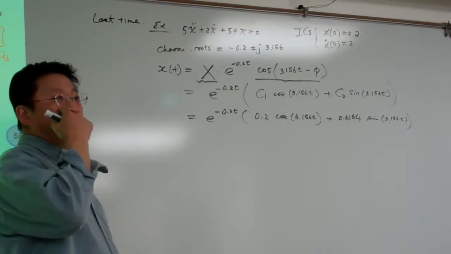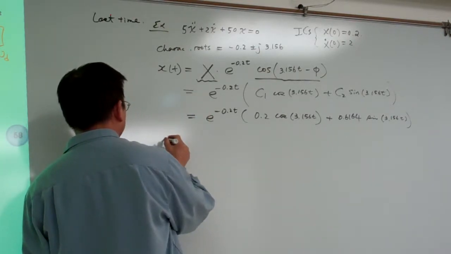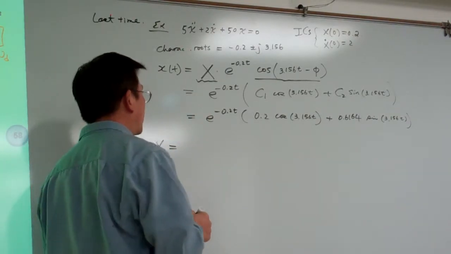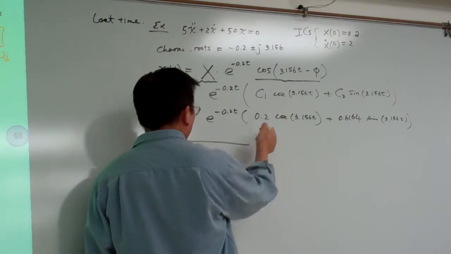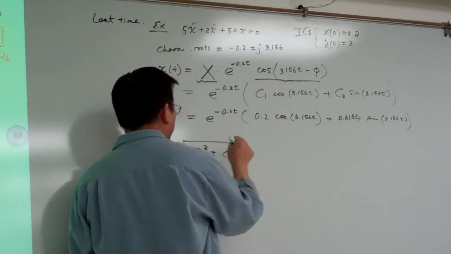Now the question is, if we want to solve for what X is, based upon the information, what is X? If you remember, X that we learned before is the square root of C1 squared plus C2 squared. We have seen this one before.